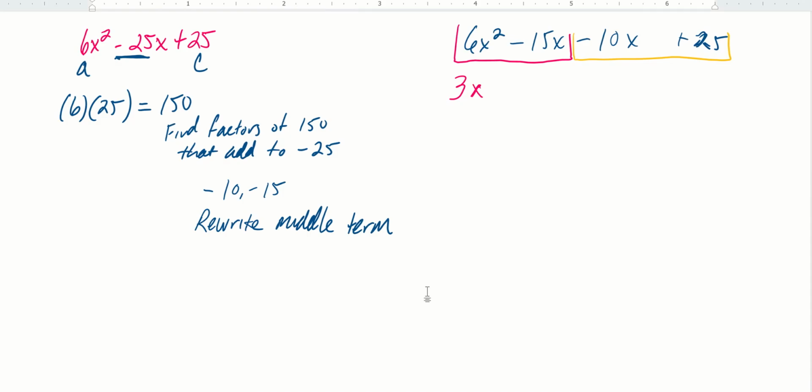Okay. Over here, I'm going to put a parentheses, and inside the parentheses, what we're going to do is divide each term by 3x. So 6x squared divided by 3x is 2x.